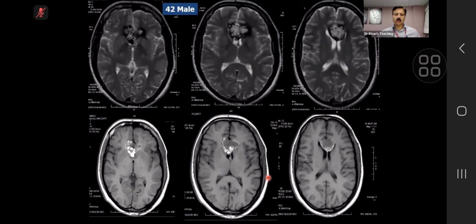Cavernomas have got various kinds of appearances. Cavernomas can occur in this location, which is the genu of the corpus callosum. It is going from one hemisphere to another. Key finding is this hemosiderin rim.